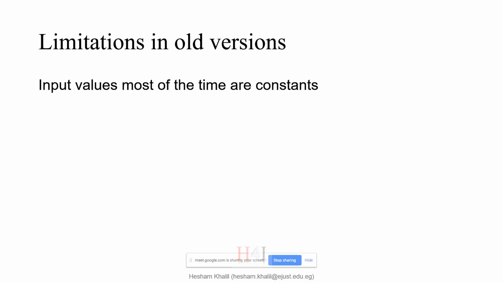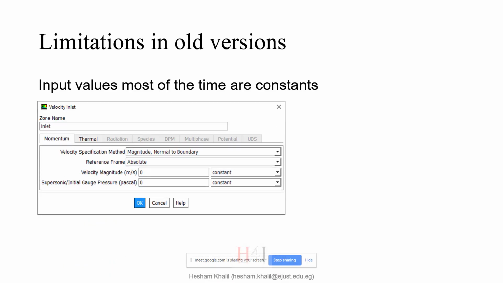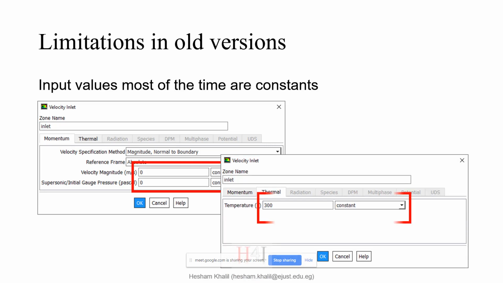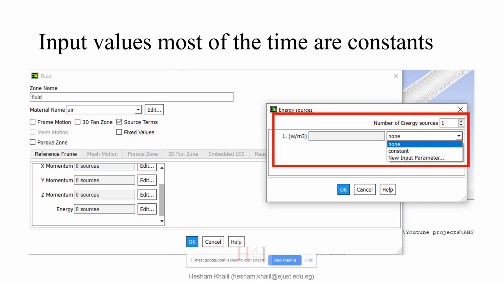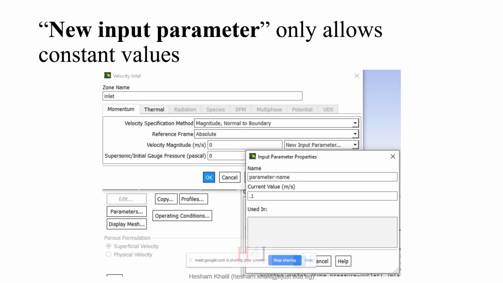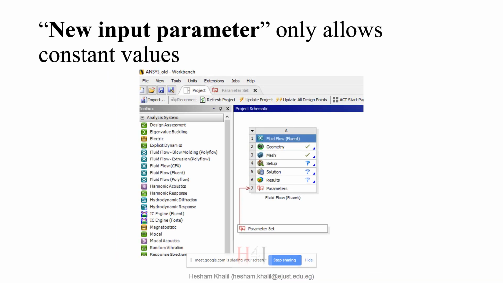Okay? We all know the limitation of the old versions of ANSYS: any input we enter in the interface must be constant. We have no other option, only constants are allowed. There is another option called the new input parameter, but this also allows only constants. It only gives me the addition that I can modify the variable from the workbench. If you activate the new input parameter, instead of a constant you give the parameter a name, but again you can't enter a formula or expression, only a constant. But you can change this constant from outside, from the workbench.